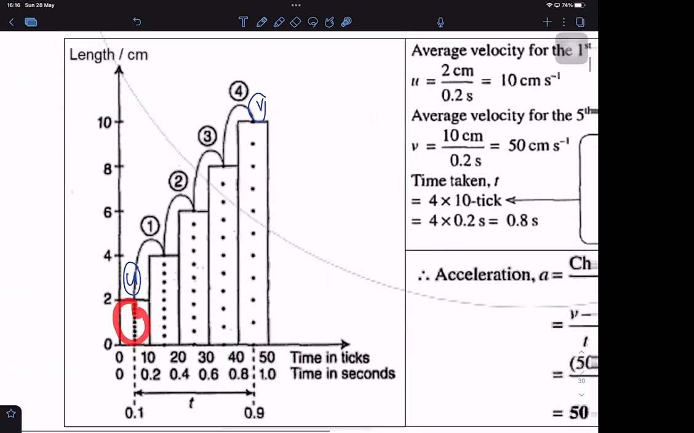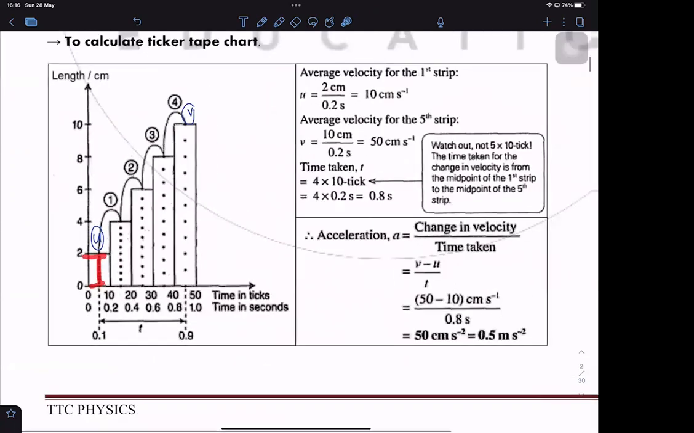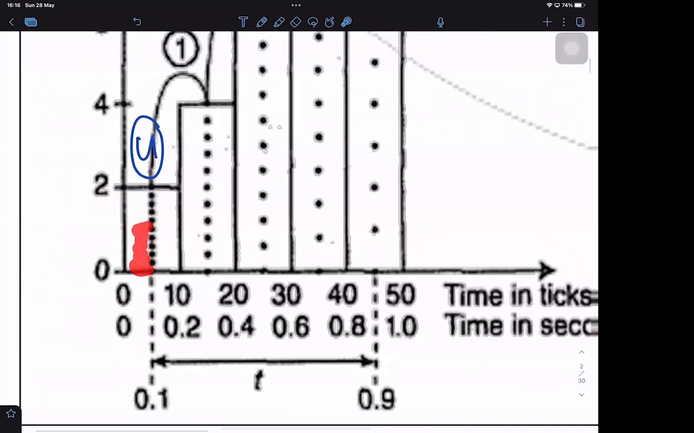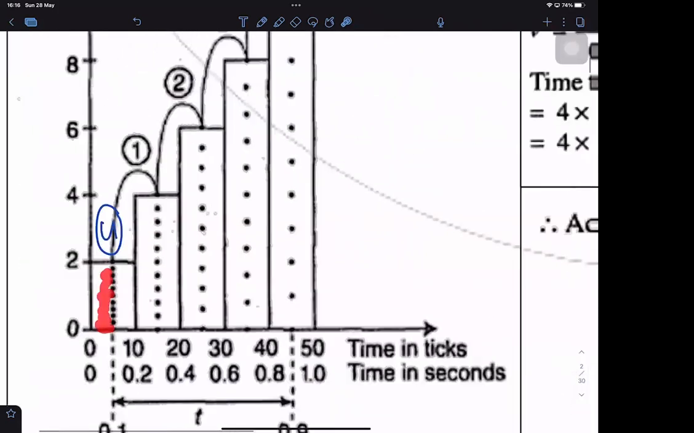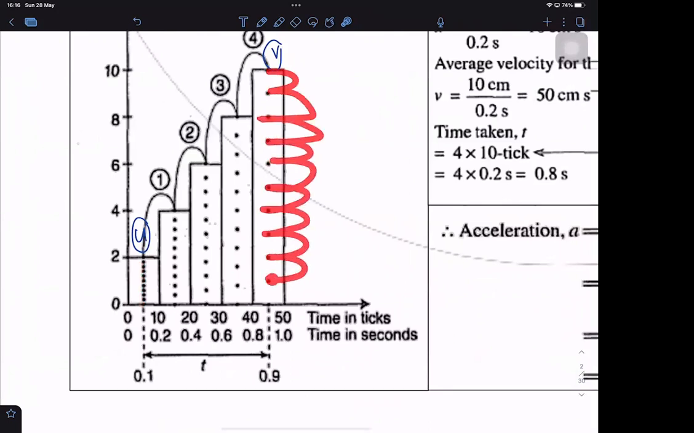So this strip, you get the distance, which is 2 centimeters, divided by the time. Now this time you need to know how many jumps. If you cannot count this very, very small one, you go and count the big one. Count the big one, how many jumps? 1, 2, 3, 4, 5, 6, 7, 8, 9, 10. Because the big one and the small one sure got same number of jumps.